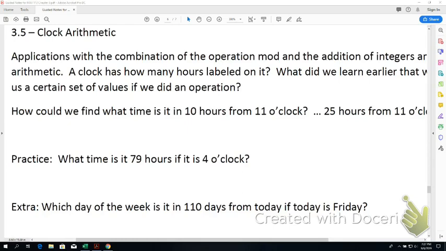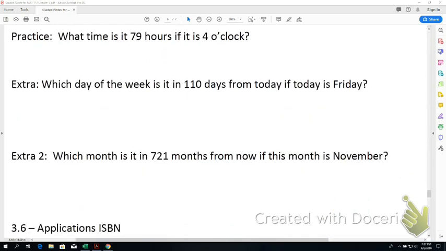For the next few ones, it says, which day of the week is it in 110 days if today is Friday? Well, this will be a little different. So Friday is not really a number, so we're not going to add anything to Friday, but we're going to use the value we get and then count from Friday. So if I want to know 110 days, well, I'm not going to do mod 12. How many days are in the week? So if you think about it, that would be 7.